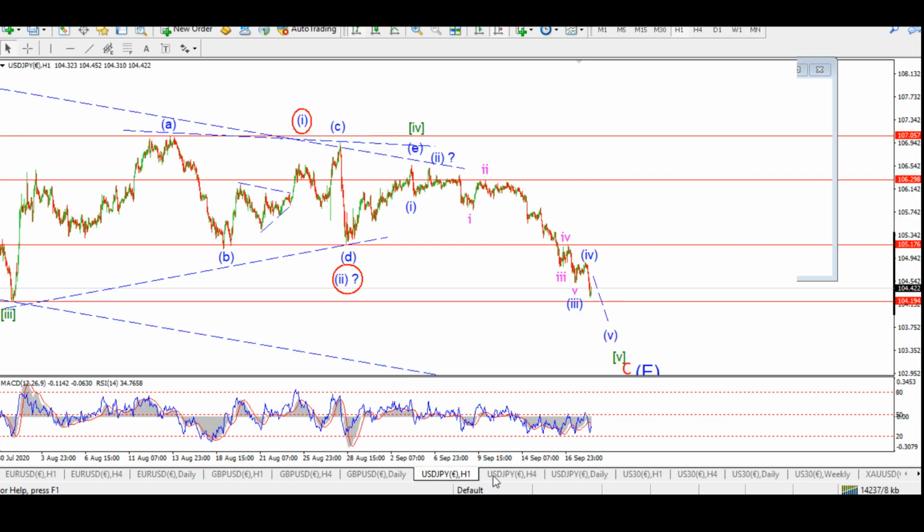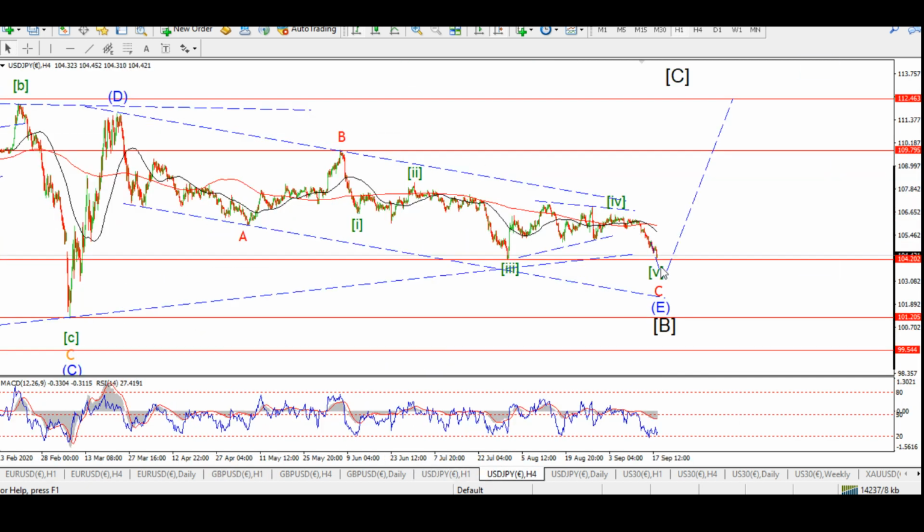Okay, dollar yen. Here's a 4-hour chart in dollar yen. This is the updated count from earlier this week, on Monday, I think.